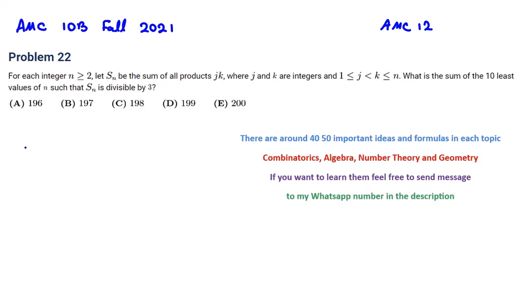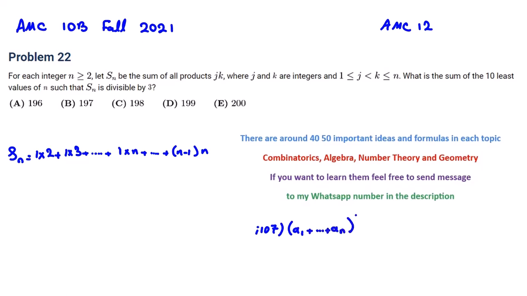Okay, so let's try this problem together. Let's calculate, for example, Sn. Let me write this. It's 1 times 2 plus 1 times 3 to 1 times n plus 2. The last one is n minus 1 times... Okay, let me tell you an identity. So it will be idea 107. It's an identity for a squared.